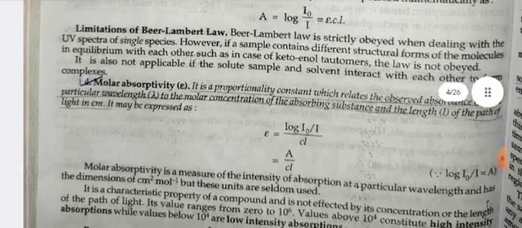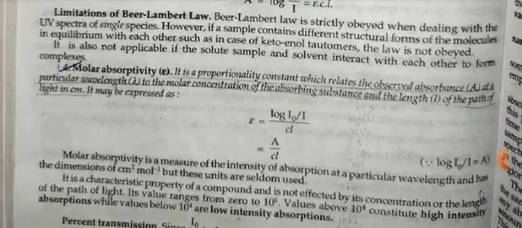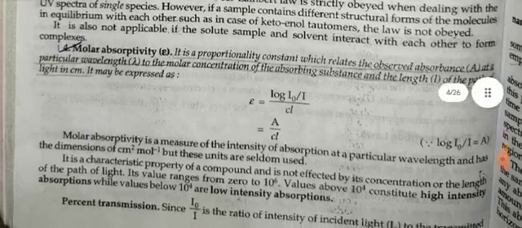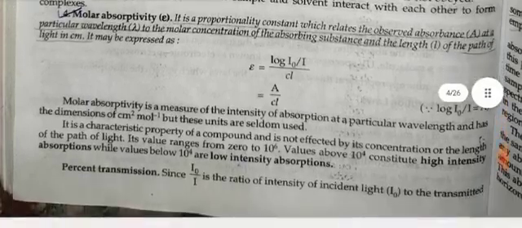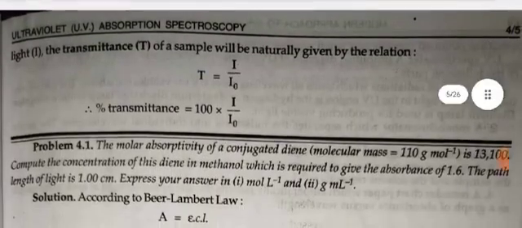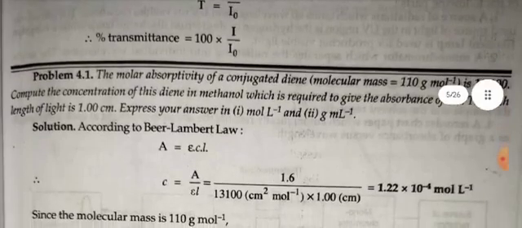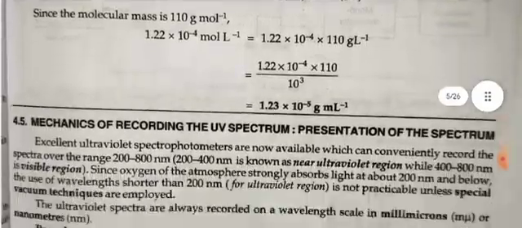Molar absorptivity. It is a proportionality constant which relates the absorbance at a particular wavelength to the molar concentration of the absorbing substance and length of the light path in centimeter. The transmittance of a sample will be given by the relation T equals I by I naught. Percent transmittance equals 100 into I by I naught.